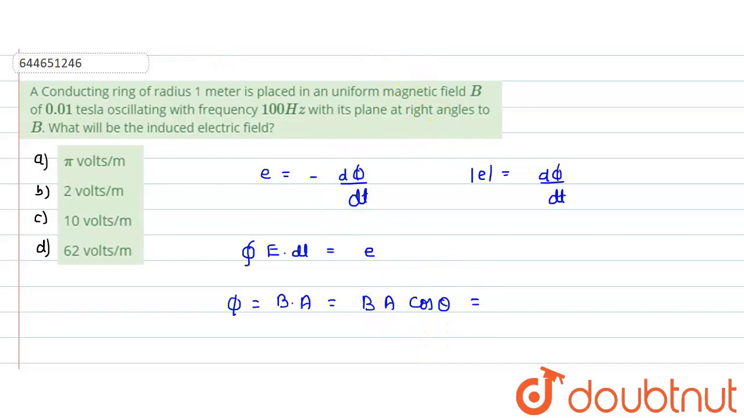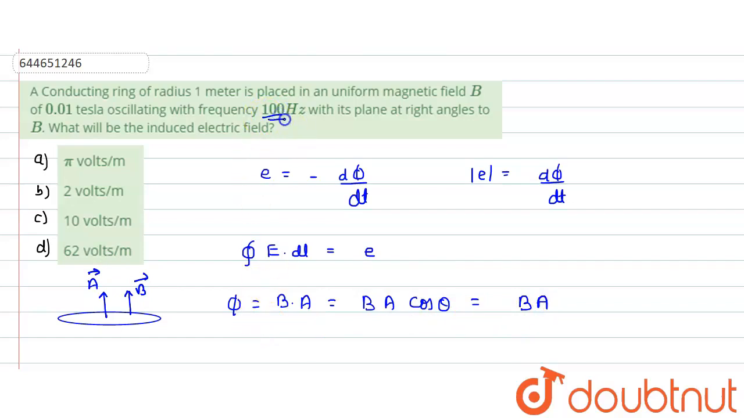For example, if we draw the situation, if we represent this as a coil, the magnetic field is in this direction. And what is the direction of the area vector? It is also perpendicular to its plane. This is the direction of the area vector. That means the angle would be equal to 0. So we can say that our phi would be equal to B into A. This would be the maximum value of the flux.